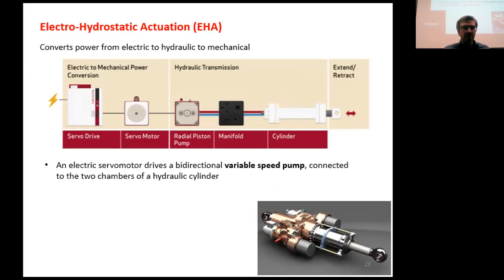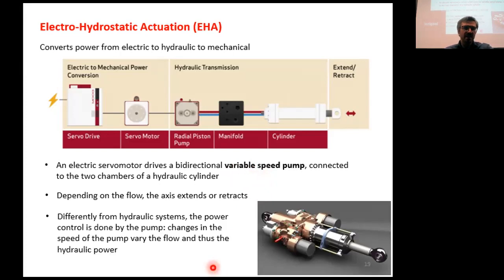The problem of this actuator is that it requires a variable speed pump, so not as in the case of hydraulic actuation, where we have a fixed speed pump that creates the pressure and we recirculate the oil that we don't need on a relief valve. This is the way we create a constant pressure source. Here we need the pump to be able to change speed, because if you want to be fast, you want to rotate the pump faster and move the oil faster in one direction or the other. And depending on the flow, the axis extends or retracts.